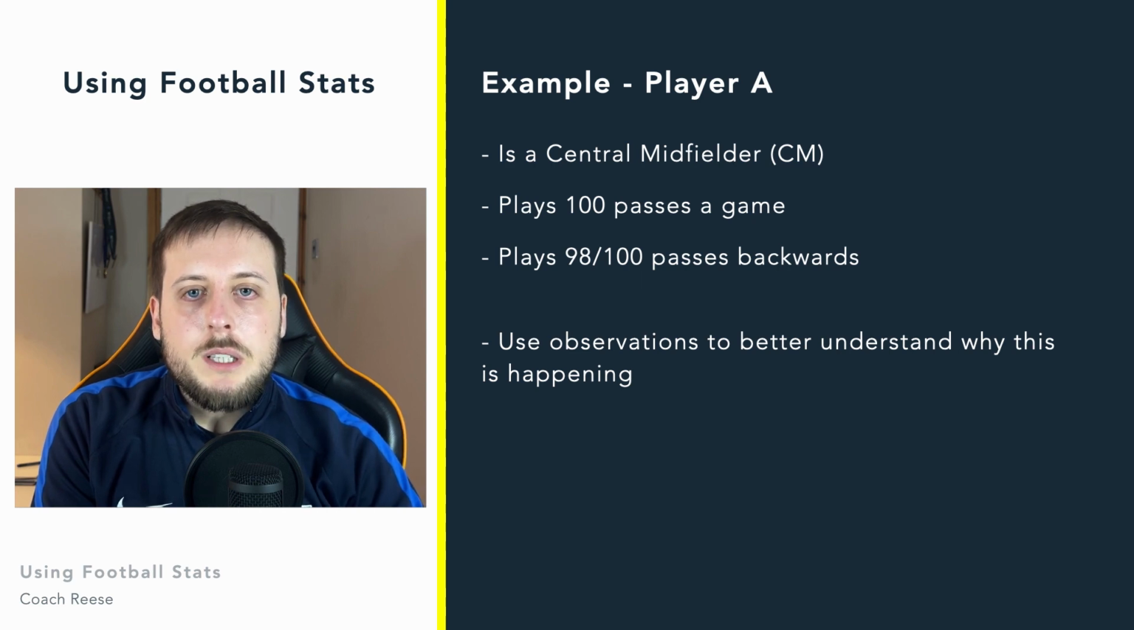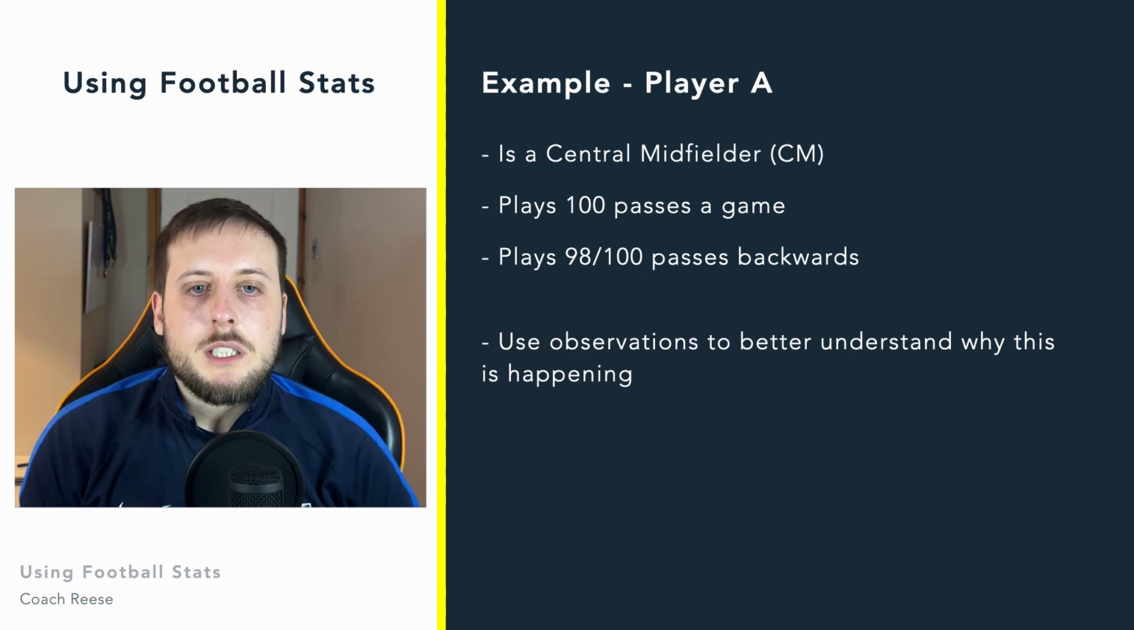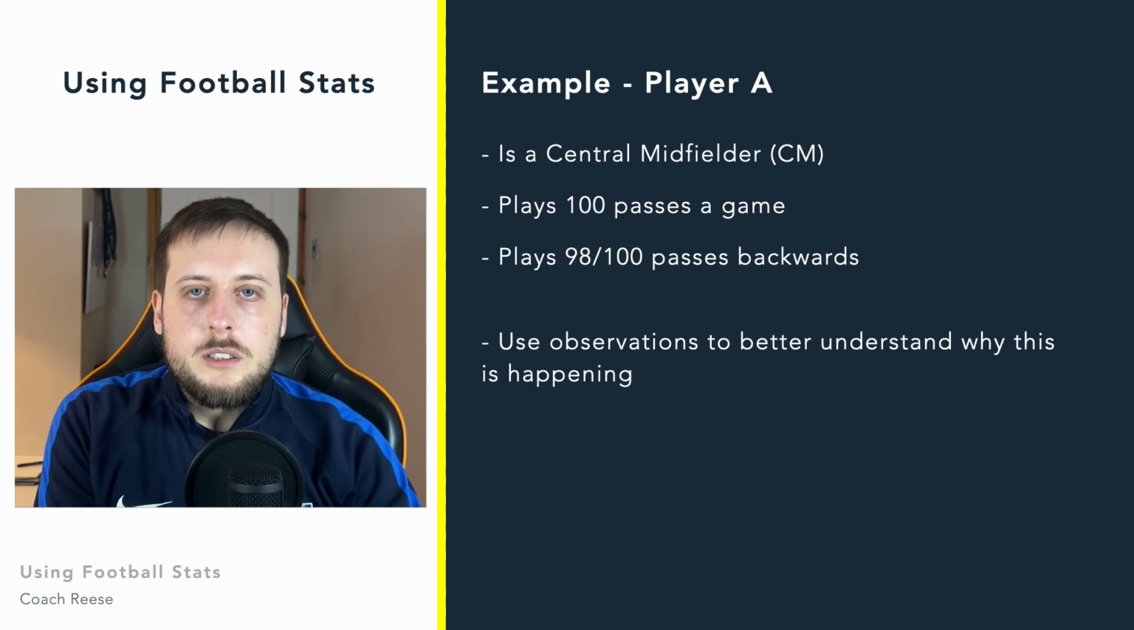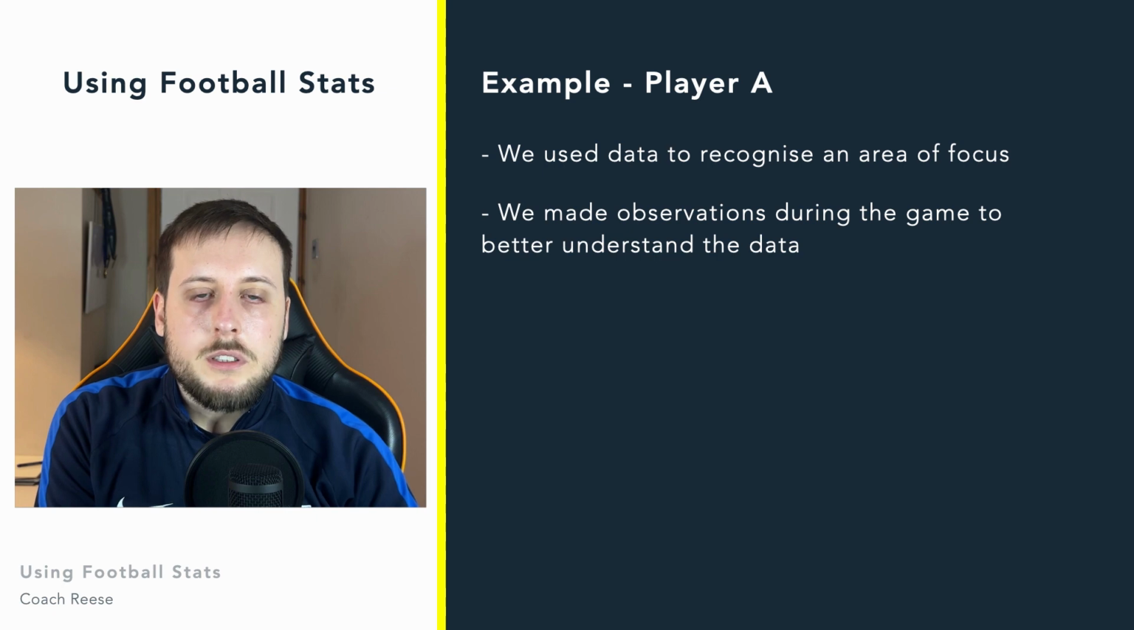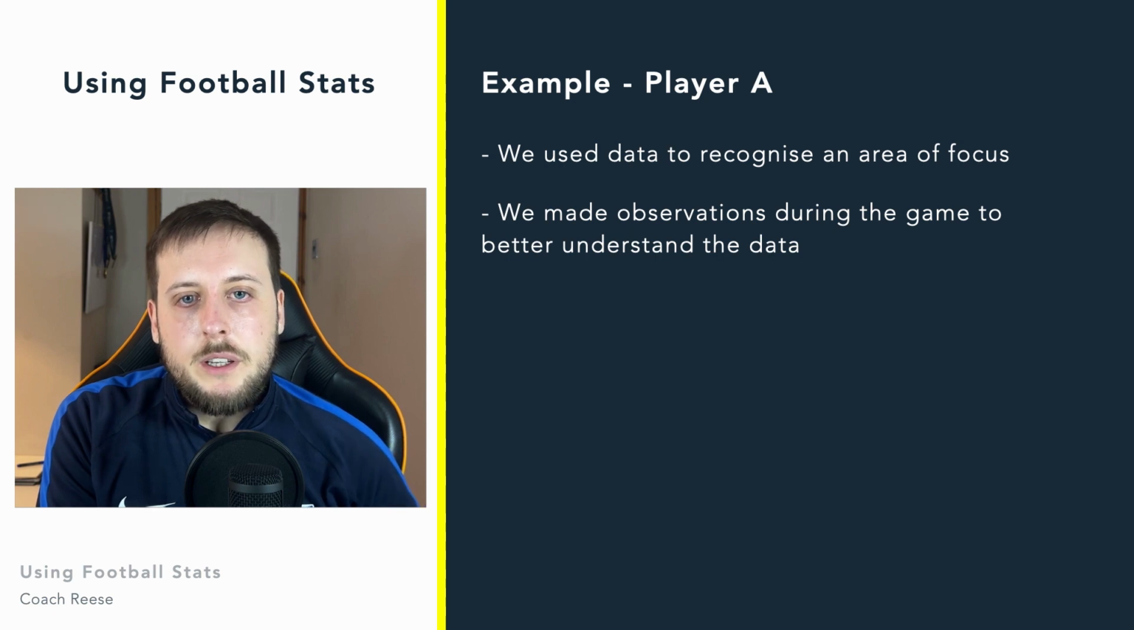We can now use that information to better support that player. We might introduce a development plan, or we might just work on it with them in training. Might be a case of we just have to get that player trying to receive on the back foot behind the line of pressure. So we've used data initially to get our focus, our observation topic in the game. We've made our observation during the game, we've understood why this is happening, and we've then decided how we're going to fix that for the player.